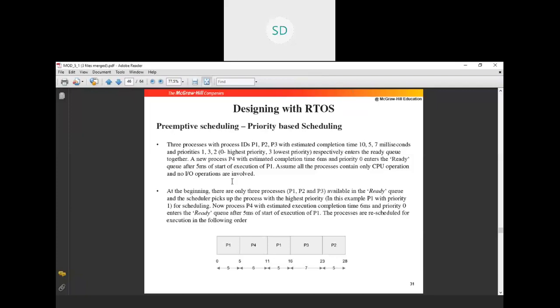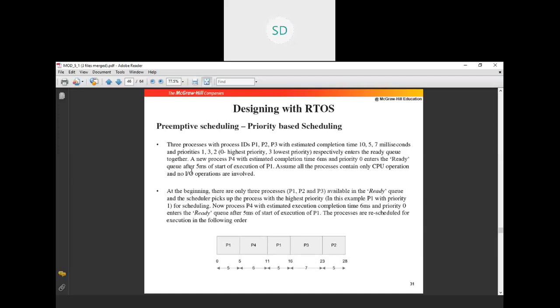Here each priority will be assigned a number, where 0 is the highest priority and 3 is the lowest priority. So P1 is 1, P2 is 3, P3 is 2. Therefore P1 is the highest priority in this example, P3 the mid priority, and P2 the lowest priority, which enters the ready queue.